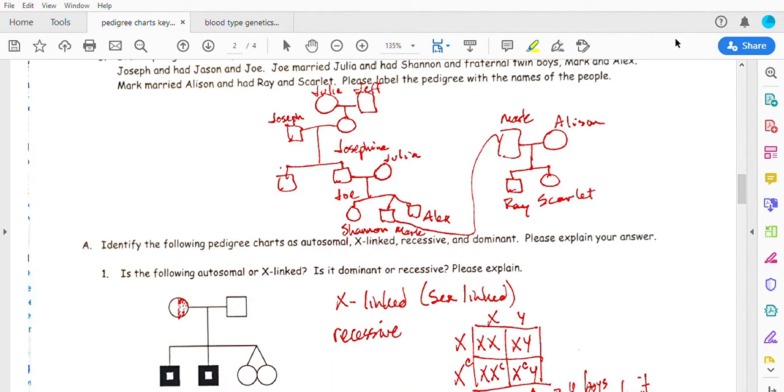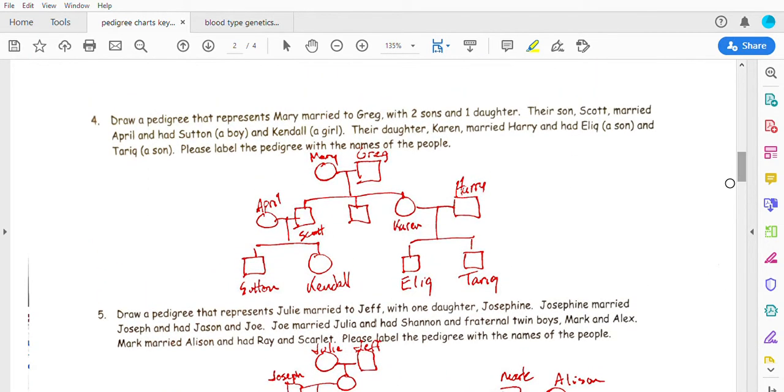I'll move some things around. Okay. No, too far.